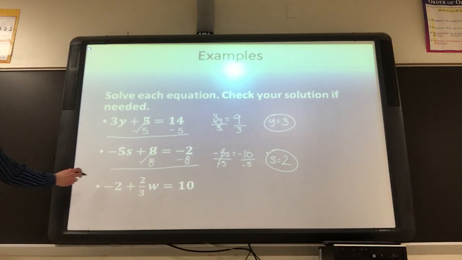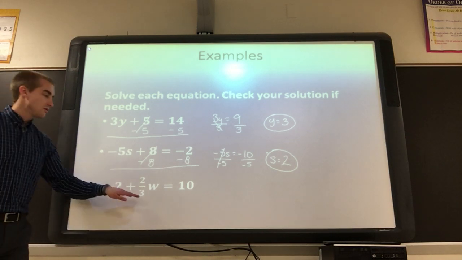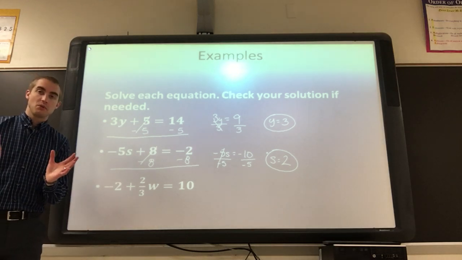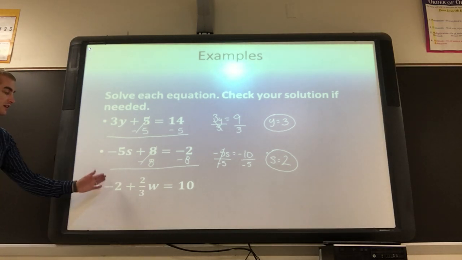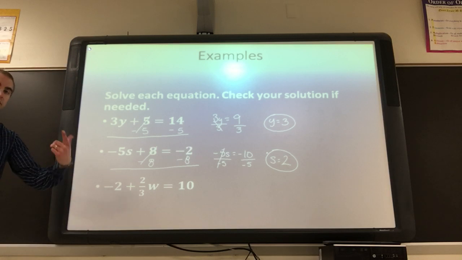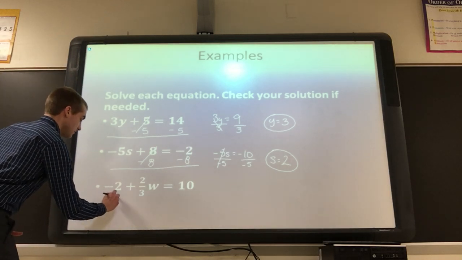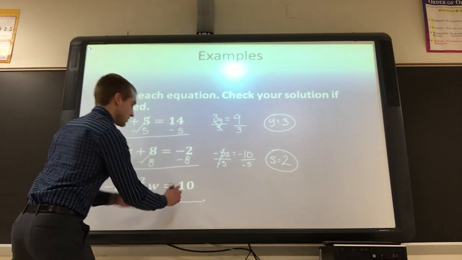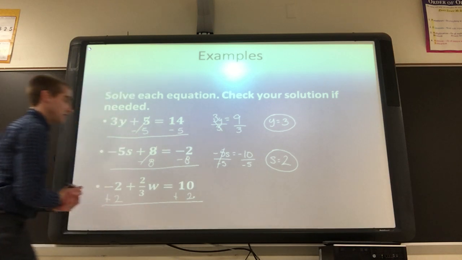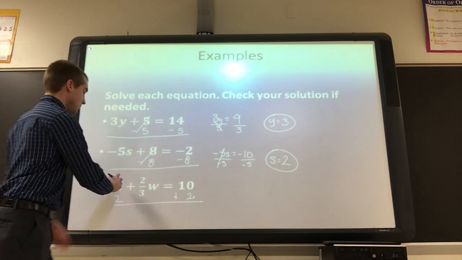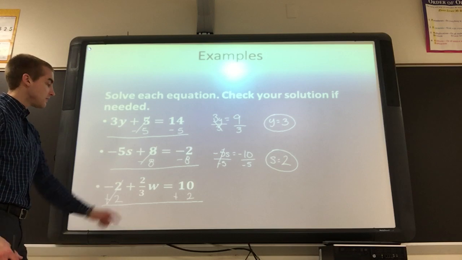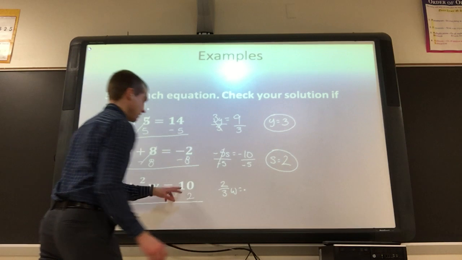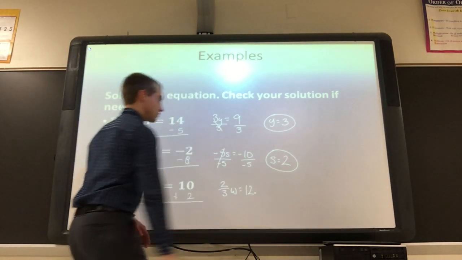All right, and then our third one, we've got -2 plus 2/3 w equals 10. We want to get rid of the number that doesn't have the variable with it, and that would be a -2. If it's -2, what's the opposite of -2? Well, that would be positive 2 or plus 2. And we're going to move to the other side of the equal sign, which is this 10. We're going to add 2 to 10 as well. So -2 and positive 2 gives us 0. We're left with 2/3 w equals 10 plus 2, which is 12.